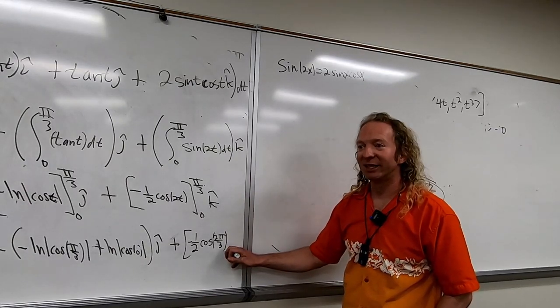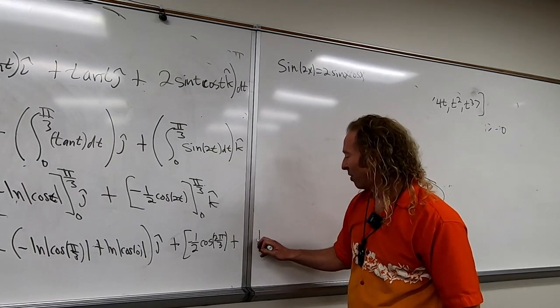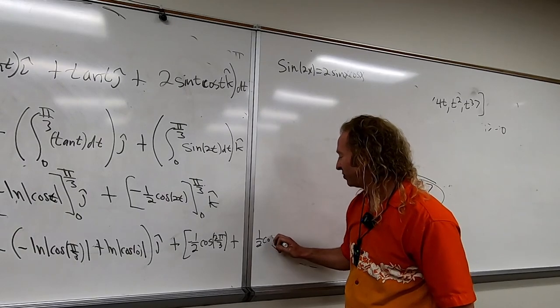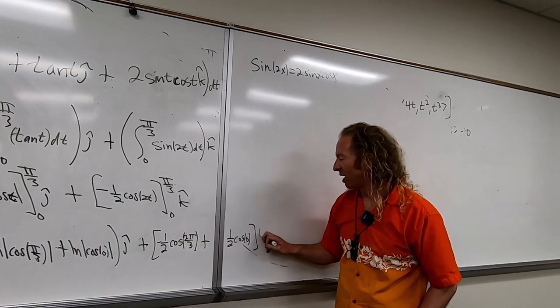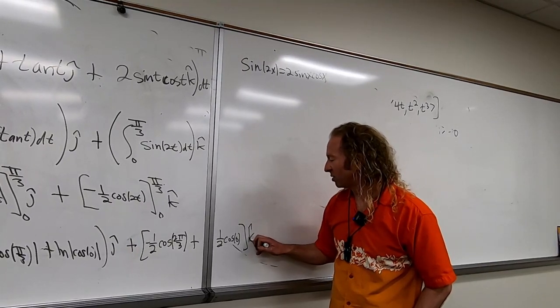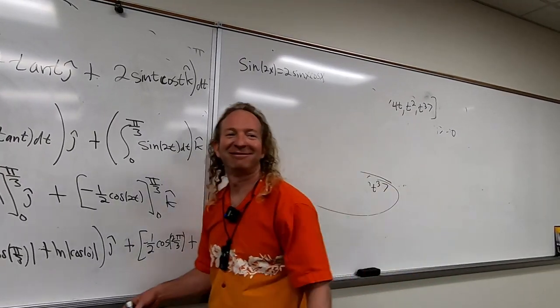Plus or minus? Plus. Plus 1/2 cosine of 0. And then bracket k hat. Do you know why I put a 1 there, Urash? Because cosine 0 is 1. I did the same thing.